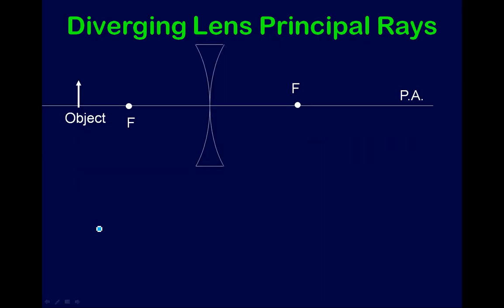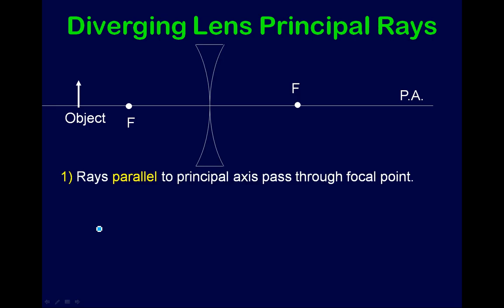Now our next lens is a diverging lens. This one works as an opposite principle. The converging lens converges the light rays. This diverges the light rays. And so we're going to have three rays to draw to help us find our image when we're actually drawing this. And here are the three rays.